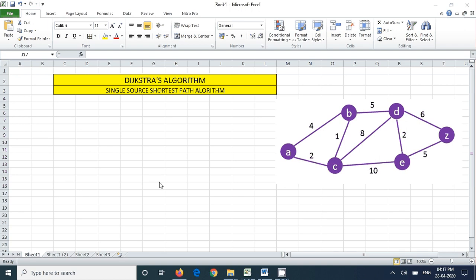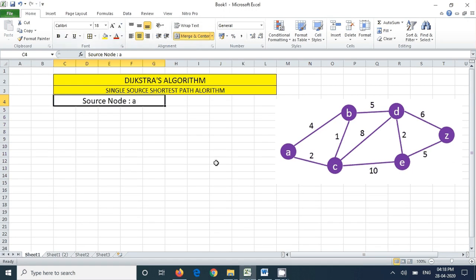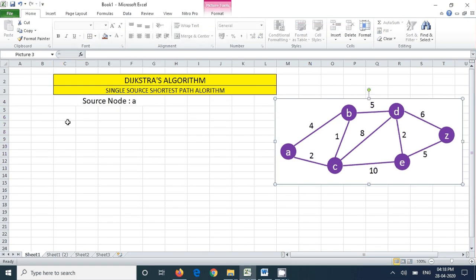So we're going to see how this is solved. This is a problem solving session, so we'll take this graph as an example and solve this problem. We're going to take node A as the source node. So the source node is A.